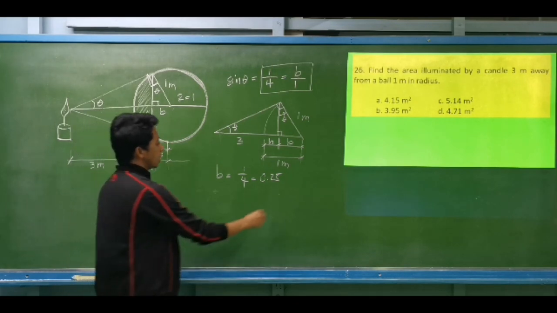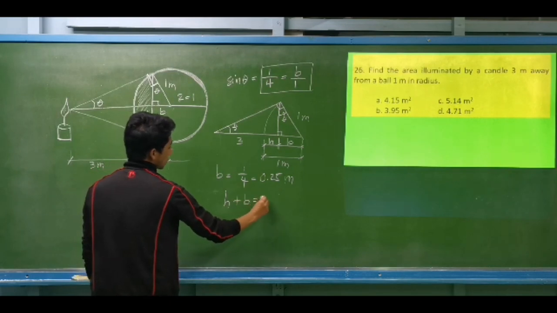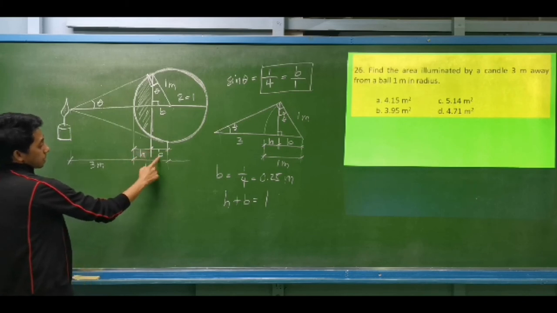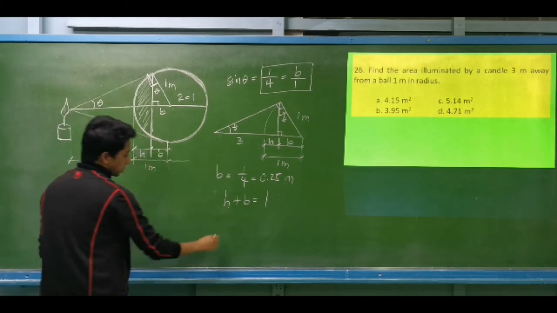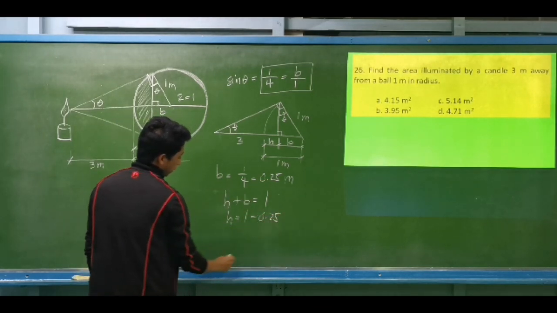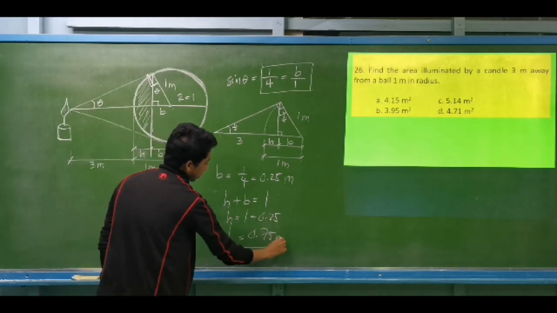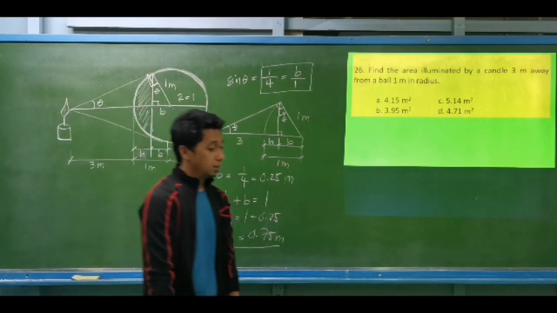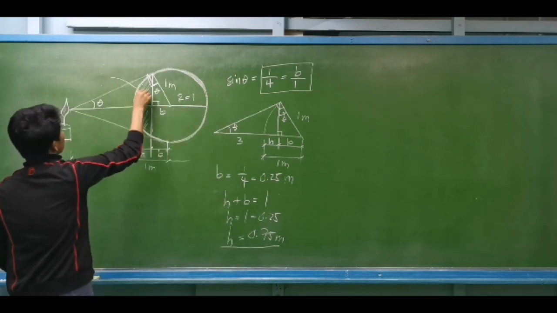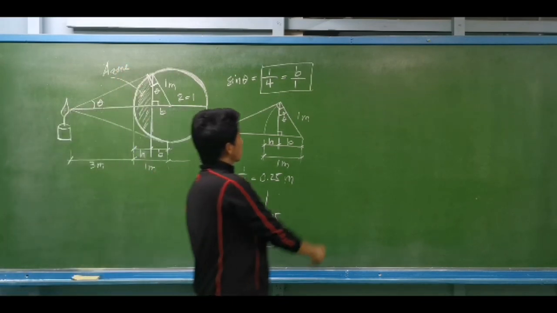Ngayon, kung meron ka ng value ng b, makuha ba natin yung h? So, di ba dyan, h plus b is equal to 1 meter. This is the same as h plus b, 1 meter. So, this is the same as h is equal to 1 minus yung value ng b, 0.25. So, yung value ng h natin is 0.75 meter. Yan, 0.75 meter. So, kung meron ka ng h ng spherical zone, ito, this is an area of a zone. Paano kung ang area ng zone?